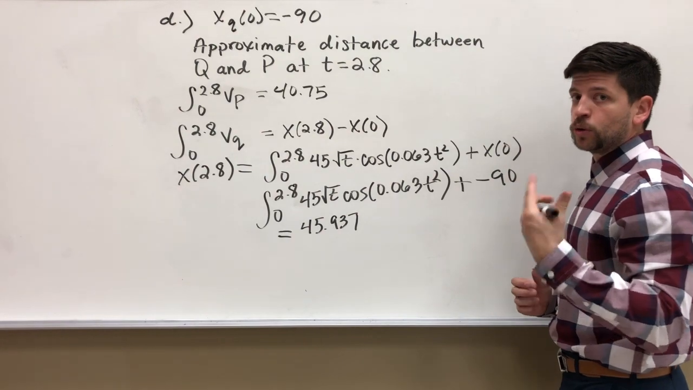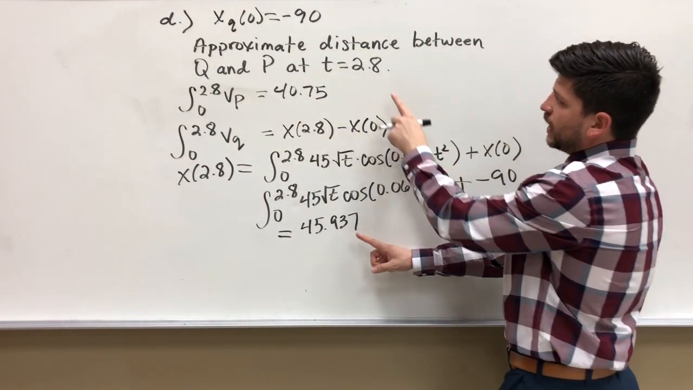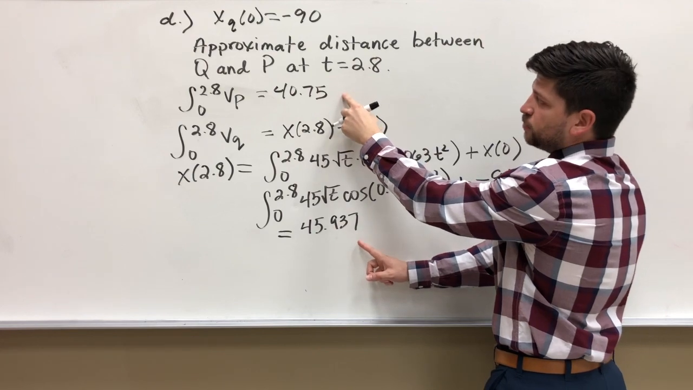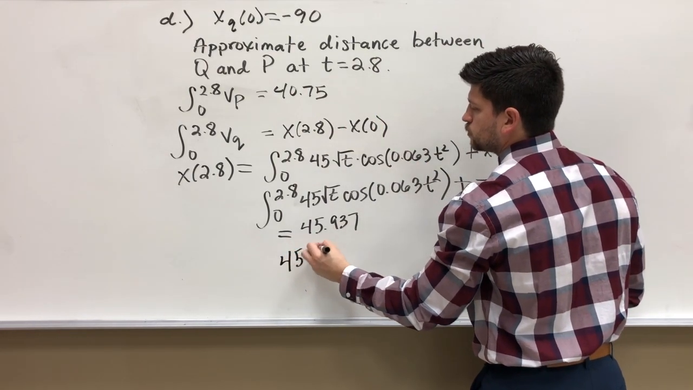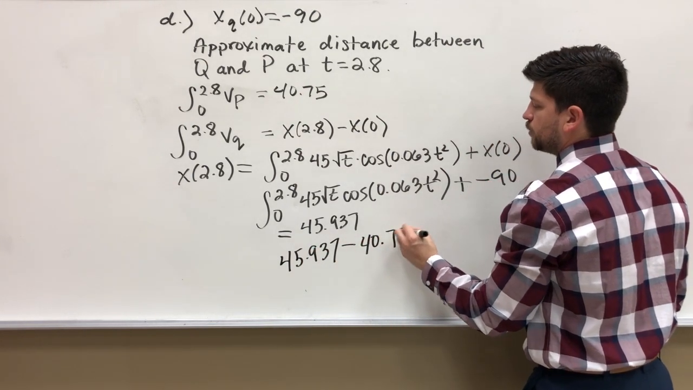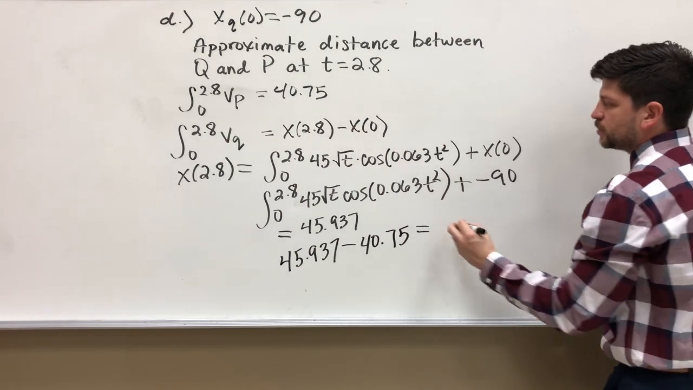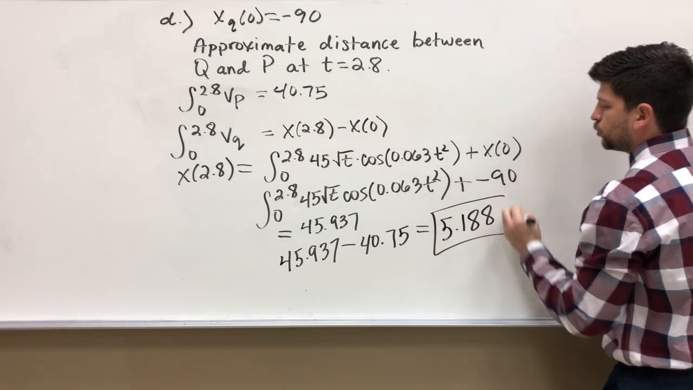So remember, what do I want to do in this problem? I want to find the distance between those two. So now I have the position of both. I'm just going to subtract those values. And my final answer is approximately 5.188. 3 decimals.